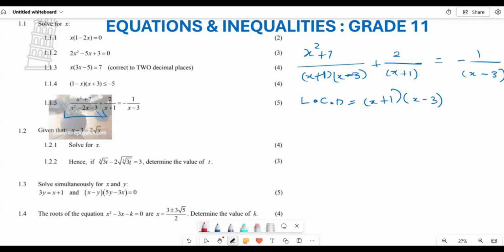So I want you to understand that all of this, I'm just going to write under one roof. We are saying we are looking for an LCD of x plus 1 and x minus 3. Now, can you see that in the first bracket, all of these things that you are looking for in the denominators, they are there? So we are not going to multiply with anything here. We are going to leave the x squared plus 7 as it is.